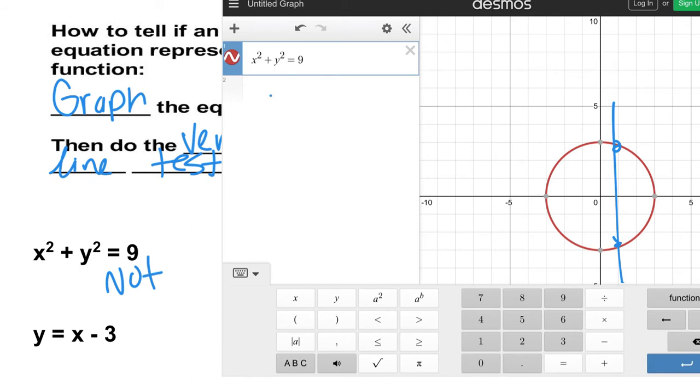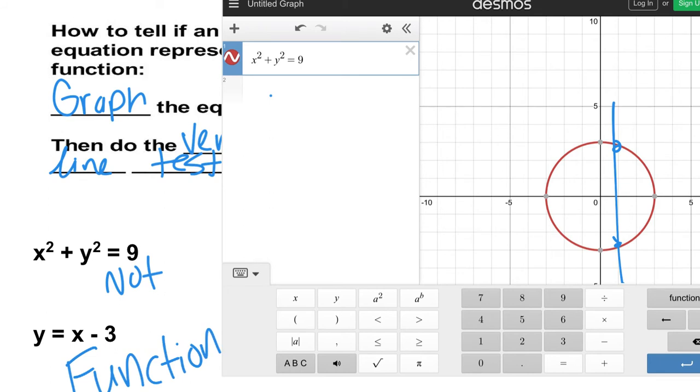Now if I do y equals x minus 3, which is the next one, I know that's going to be a function because it's linear. And mx plus b is always going to be a function. But if I look at that, it is a function because it's a straight line. And if I put my vertical line on that anywhere, it would only ever be able to touch it once at a time. So this is a function. The other one is not.